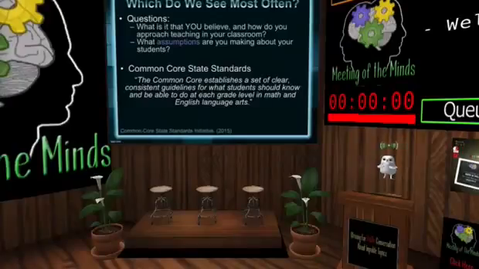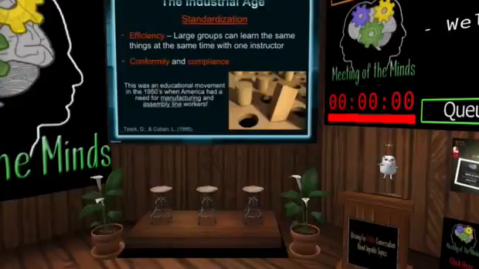Now, I want to just take the word standard and take you back to some of the characteristics of the industrial age. Standardization implies everybody is the same. It is also efficient because large groups can learn the same things at the same time with one instructor. It's also a way to teach conformity and compliance.